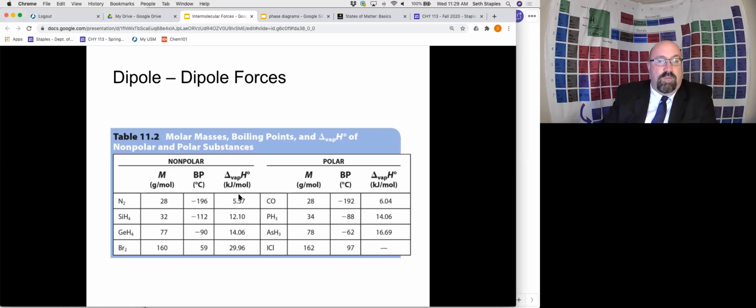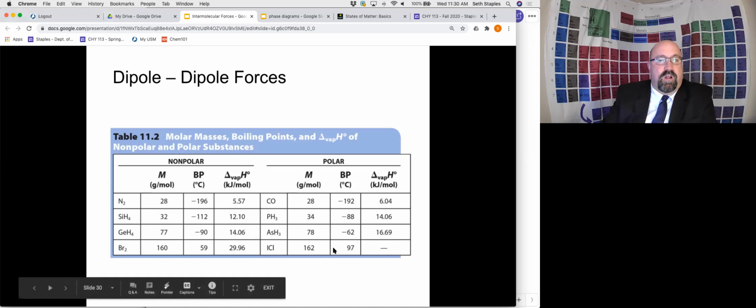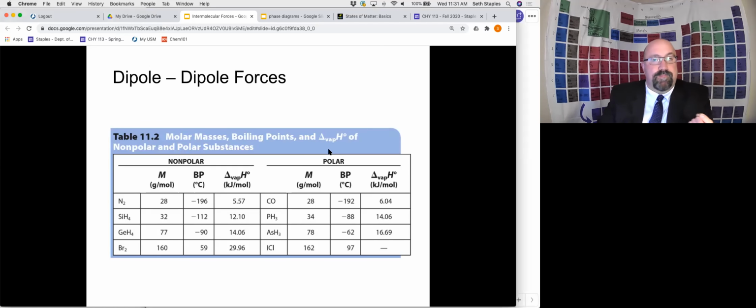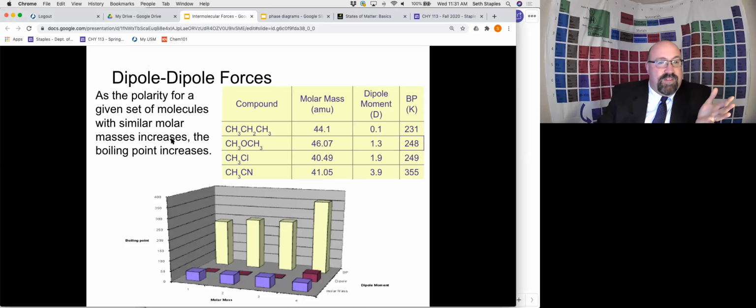N2 versus CO, about the same size. N2 has a boiling point of -196. CO has a boiling point of -192. Not a huge difference, but there is still a difference there due to the force that exists. And we can see similar patterns in all these molecules. Similarly sized molecules, but the polar molecules have a higher boiling point, stronger forces holding them together. Talked about this a little bit, but as the polarity increases, the boiling point would increase. And so, again, we see that here with similarly sized molecules. As the polarity increases, as that dipole moment gets bigger, we end up with larger boiling points.